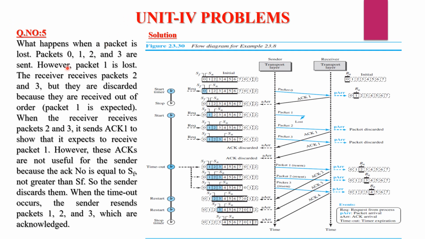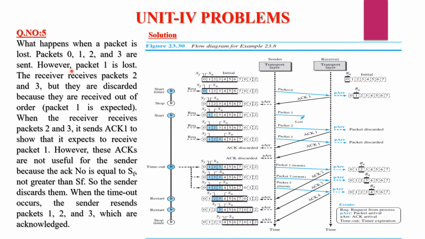Right? So, what happens when a packet is lost? We will see the flow diagram. We have the sender transport layer and the receiver transport layer, right? And here we have the timer. So, before sending, we have to start the timer. This is our window, right? Sliding window on the sender side, and this is the sliding window on the receiver side. The window size here is 7 and the window size here is 1, right?